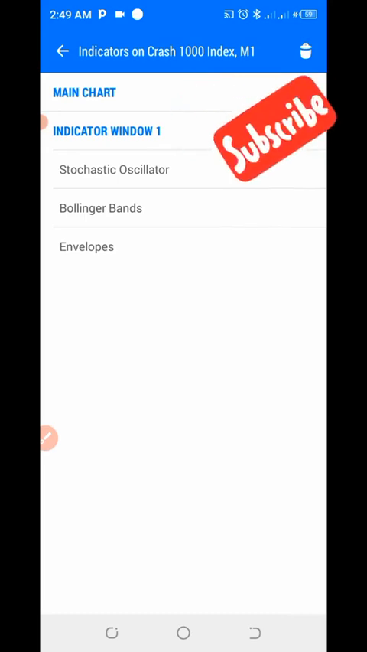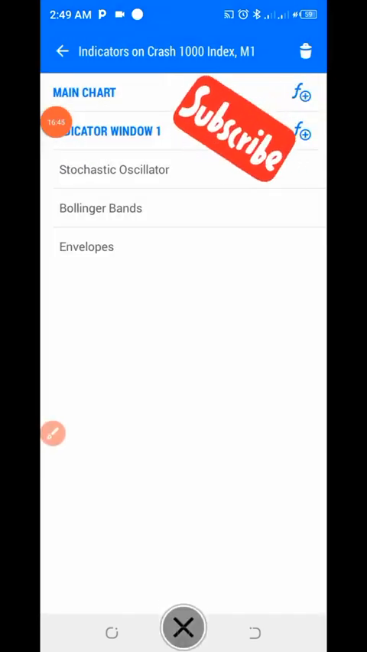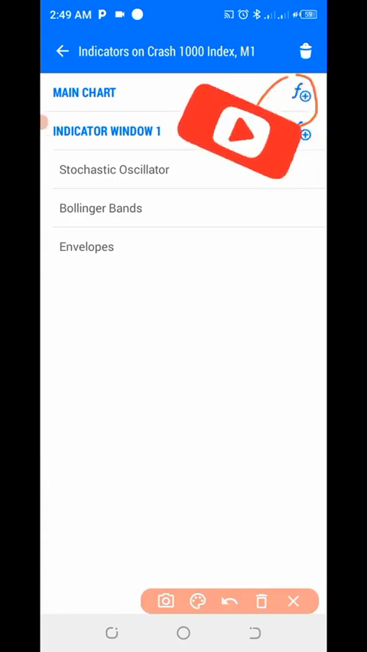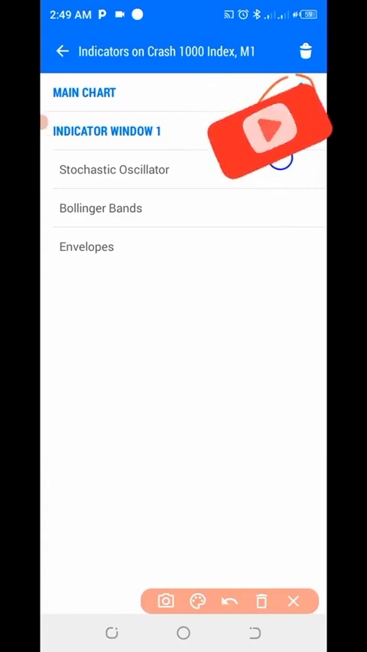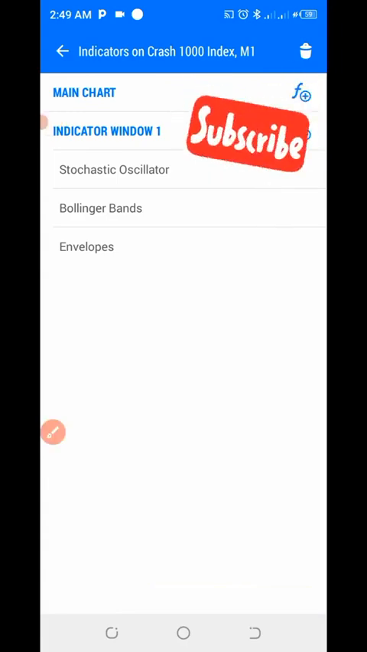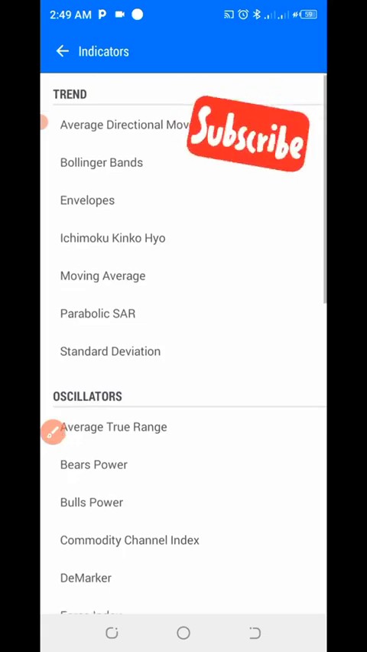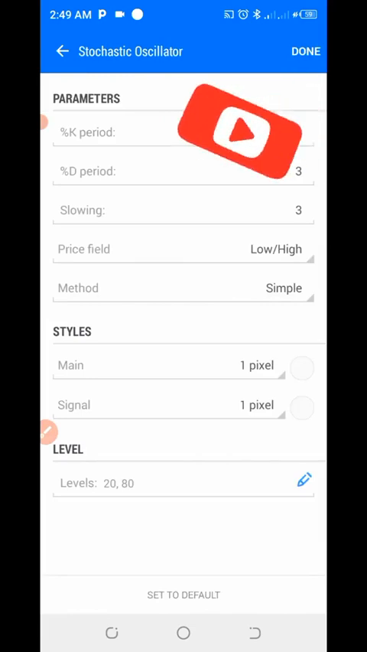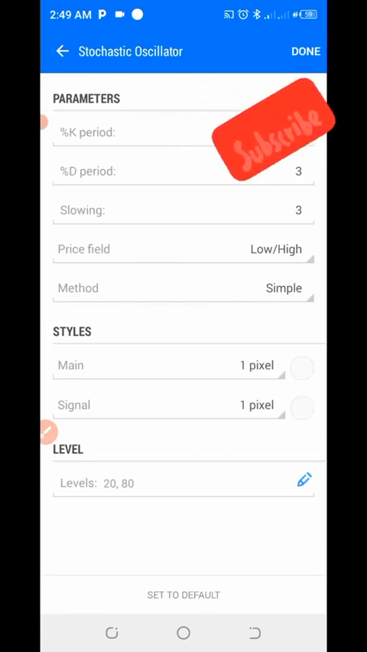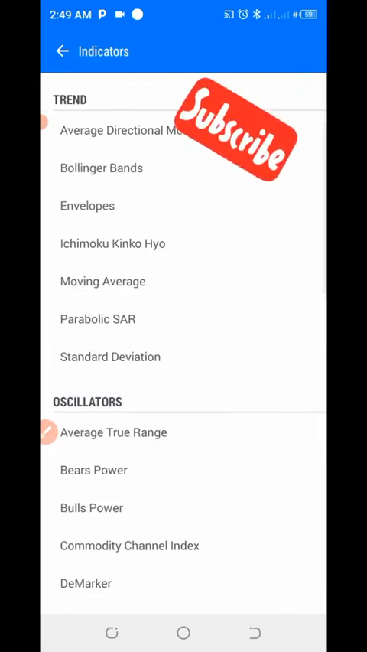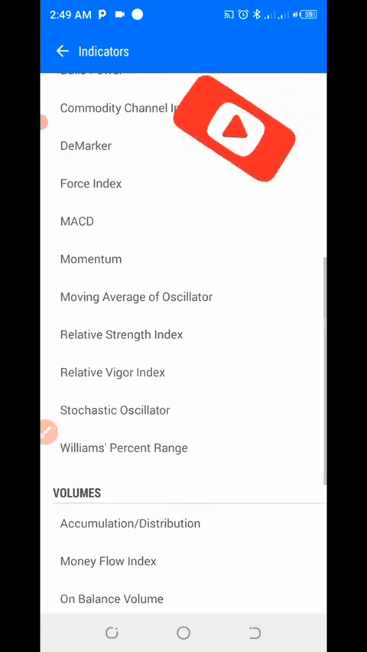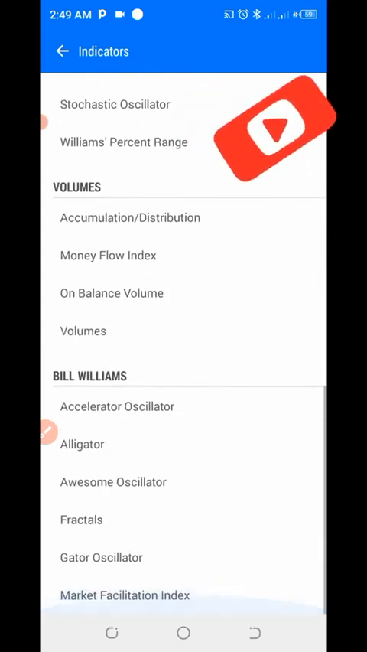So you click on this F here at this main chart, and not this one here, right? And not this one here. So you click on this F here, then you look for your stochastic oscillator. So for the stochastic, no, you look for our awesome oscillator. Sorry, the last indicator is awesome oscillator. You look for your awesome oscillator.